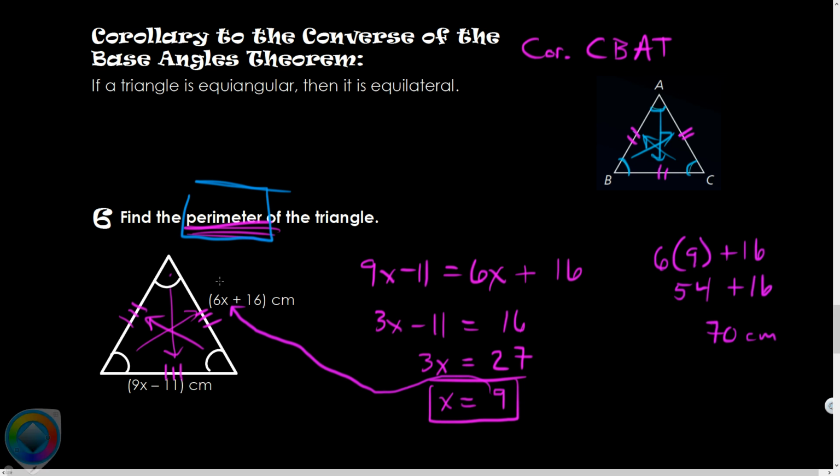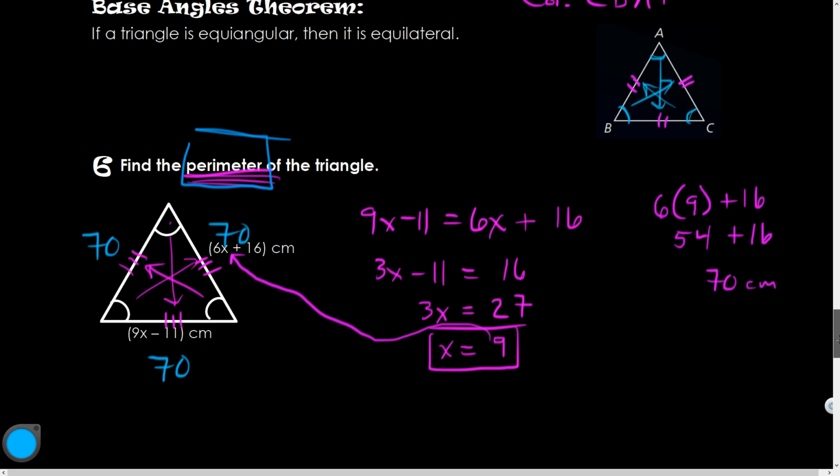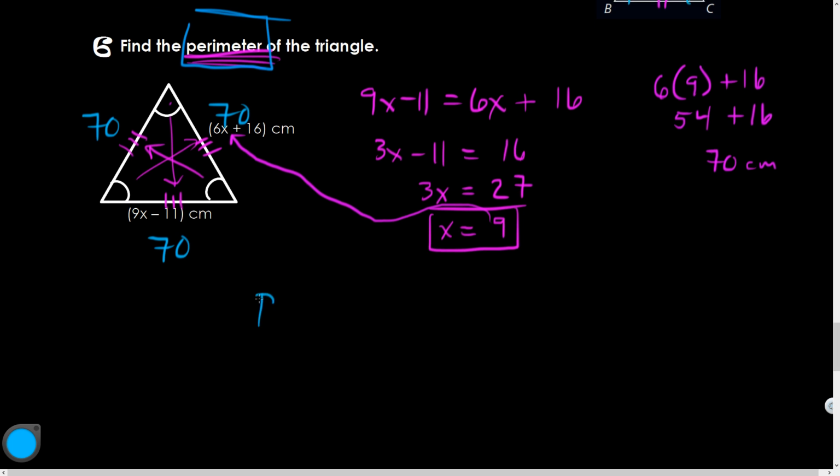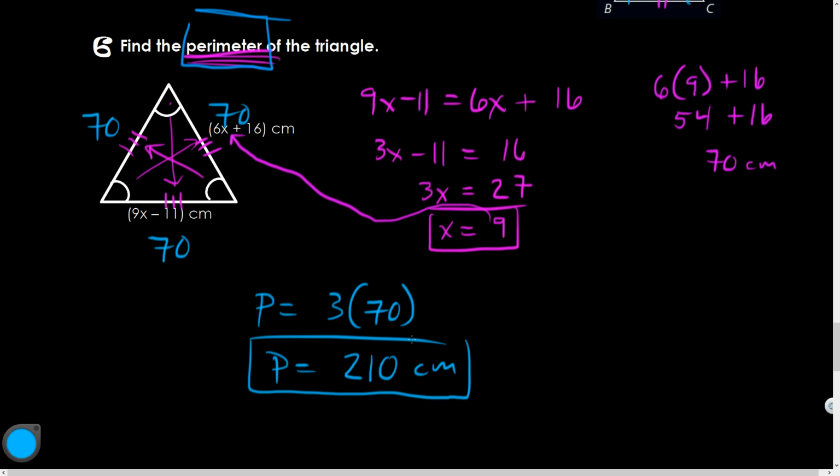So if I want to find the perimeter now, it's 70, 70, 70. And so the perimeter P is equal to 3 times 70. What's that going to be? 210 centimeters.